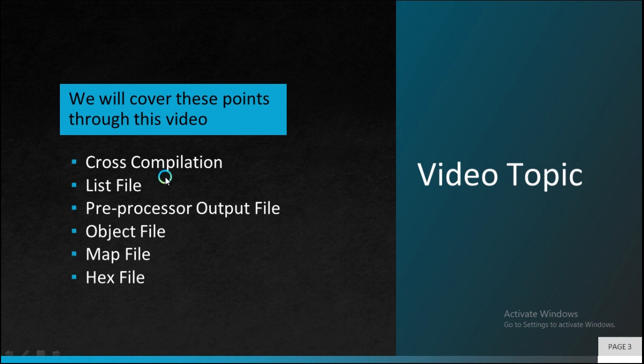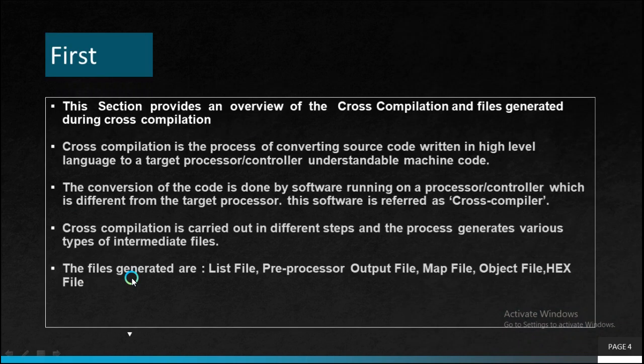These are the portions that come under cross-compiler, that is cross-compilation, and the files that are generated during the cross-compilation process. These are the files that are generated: list file, preprocessor output file, object file, map file and hex file. So let us go through the overview of cross-compilation.